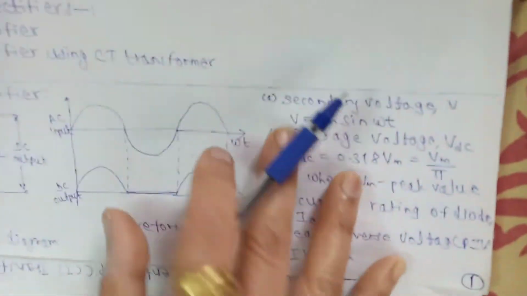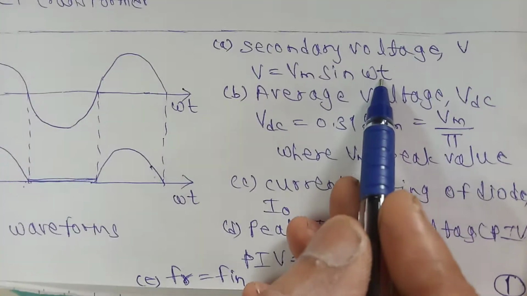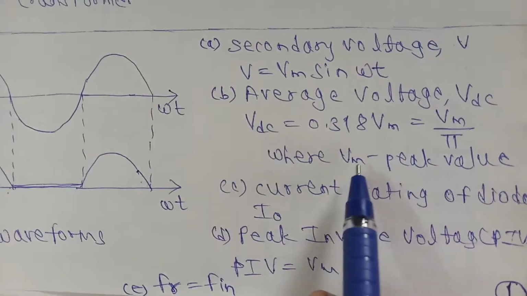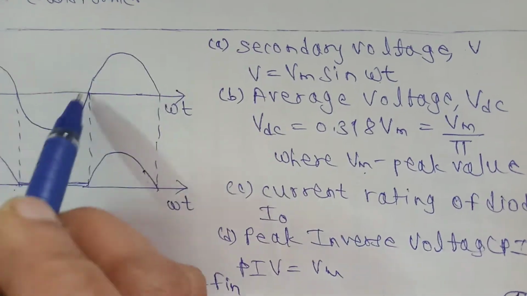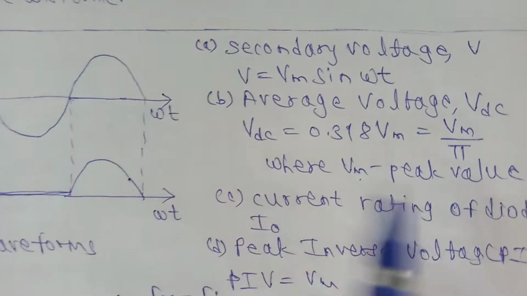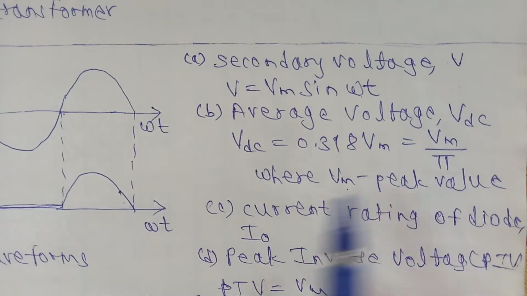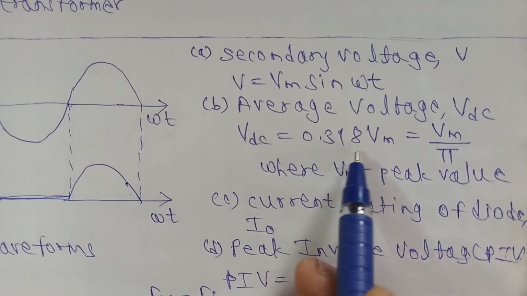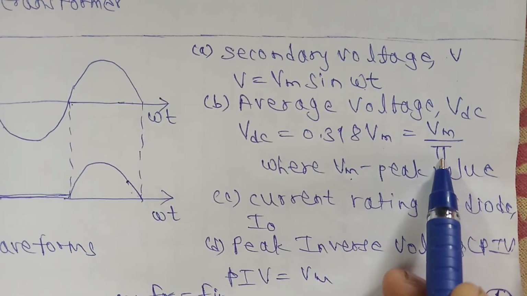Here the secondary voltage V, the equation for this is given as V is equal to Vm sin omega t, where Vm is the peak value. Sin omega t, that means it is represented as the sine wave. The average voltage VDC, the output voltage, is given as 0.318 Vm, or just remember Vm upon pi.